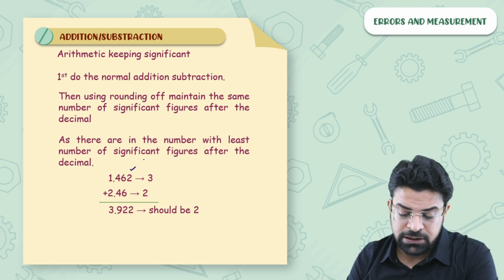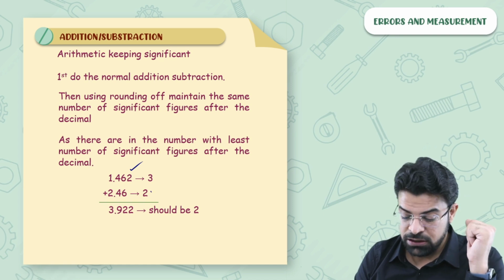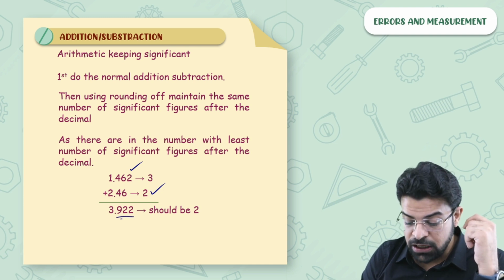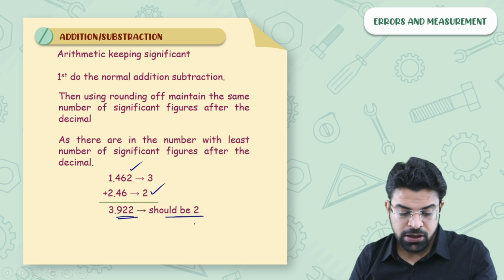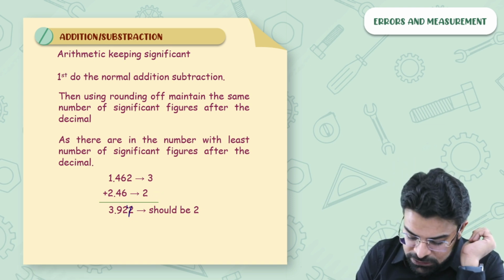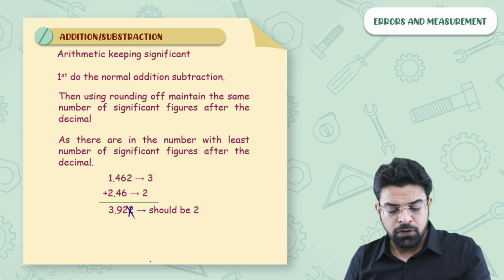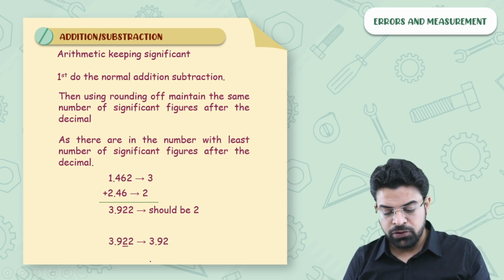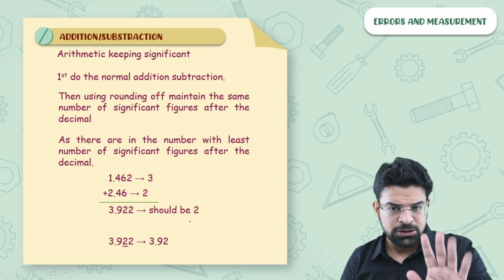So the first number has 3 significant figures after the decimal. The second number has 2 significant figures after the decimal. So the answer should also have 2 significant figures after the decimal. If you want 2 significant figures after the decimal, you will have to drop this third one. To drop it, you have to round off. So round off 3.922 to 2 places after the decimal. What you get is 3.92. Sir, haven't understood. Let's practice more.